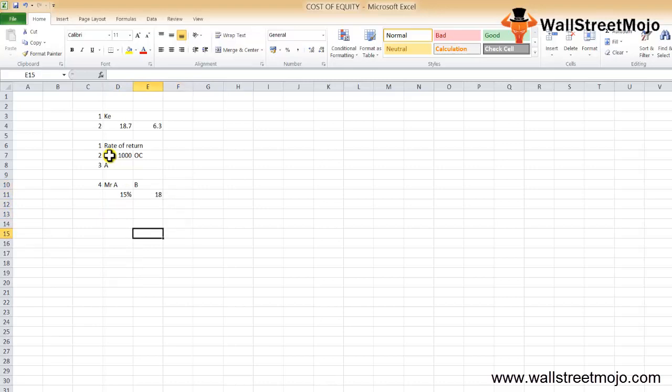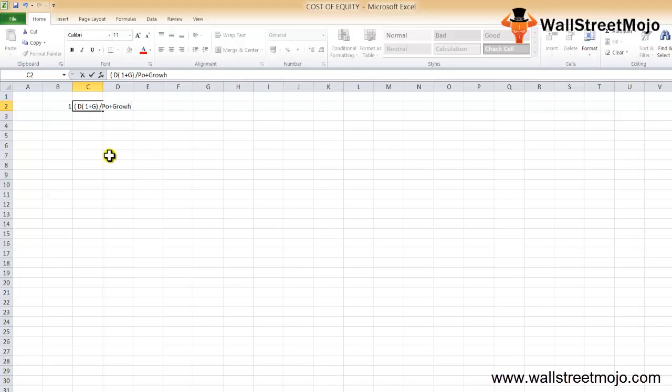So let's understand the cost of equity formula in CAPM and the dividend discount model. First, the cost of equity formula in the dividend discount model. The cost of equity in the dividend discount model is as simple as that: the dividend to be paid, that is D, for the next year, so D1, divided by the current market price, that is P0, right? P0 is your current market price or current market value of the stock, plus you add the growth rate of the dividends.